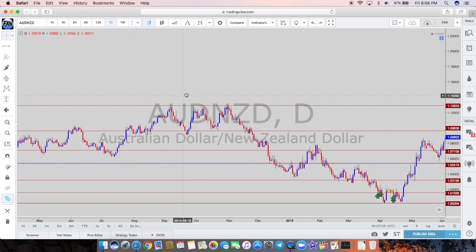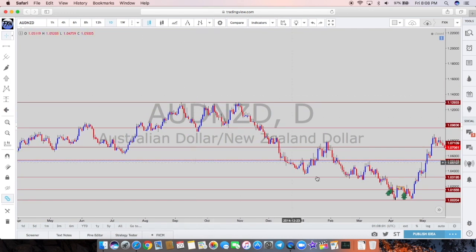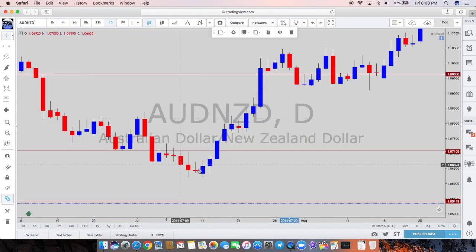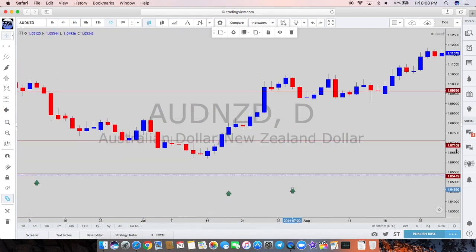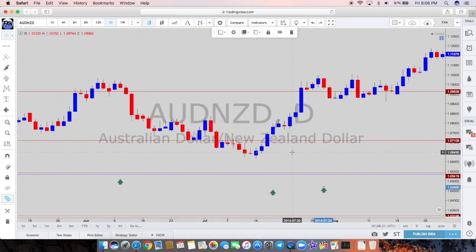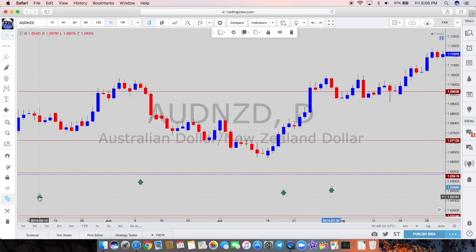We're looking at AUD NZD on a daily chart, and I'm just going to go through a couple of different points so you can understand what price is doing and why it's doing it. Okay, so we're just going to take a quick look at this section here. What do we see in this particular section, guys? We see that price is being controlled by the sellers all the way down to this area here.